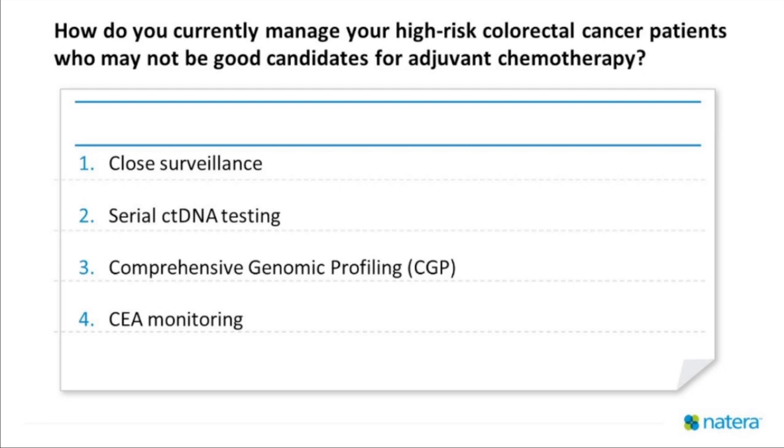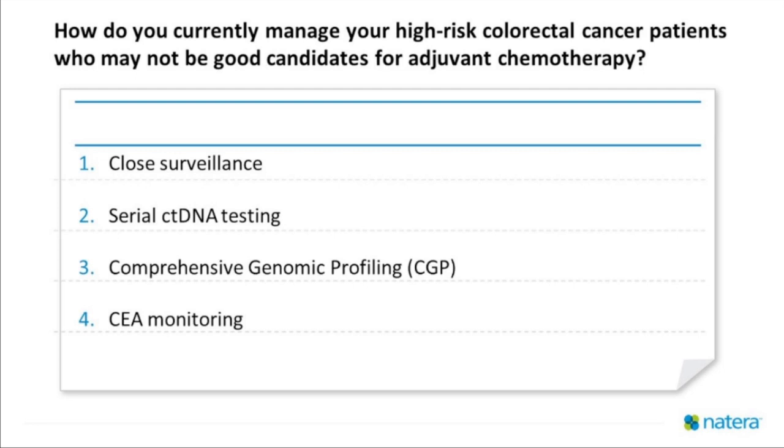So a lot of times I ask my other colleagues, and I would ask you at this time, how do you currently manage these patients? You talk to them about adjuvant therapy, but they have a lot of comorbidities. However, their risk is really high. And how do you come up with your answers to your discussions?